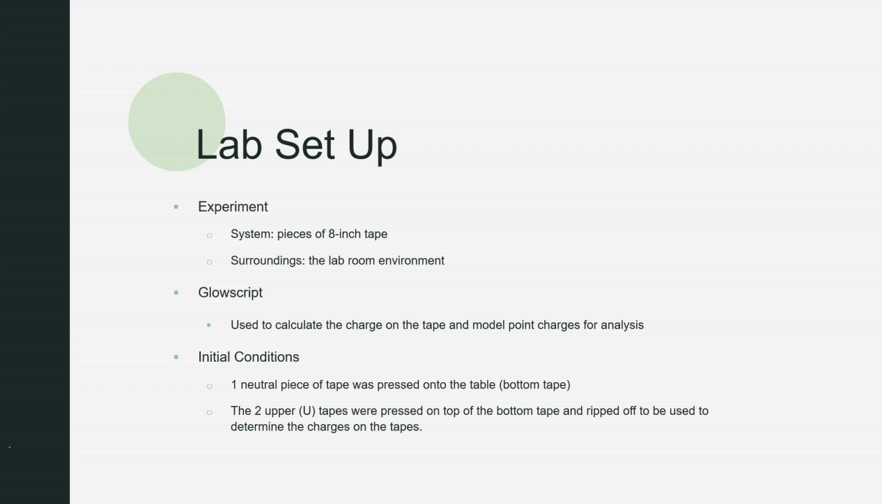For our lab setup, our system was 8-inch pieces of tape. Our surroundings were the lab room environment. We used GlowScript to calculate the tape's charge and model point charges. For our initial conditions, a neutral bottom piece of tape was pressed onto the table, and two upper tapes were pressed on, ripped off, and used to determine the charges.